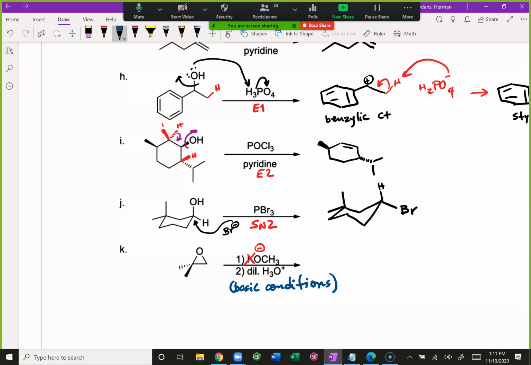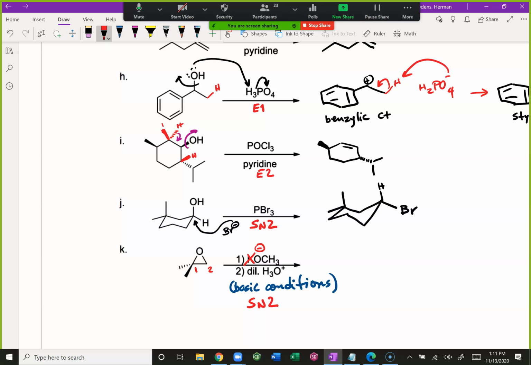The protonation happens at a second step. That's why it says 2, and then diluted hydronium ion. On the basic condition, this is a pure SN2 reaction. Pure SN2. All right, I have a question. Where would the nucleophile attack? Option number 1 or option number 2 here?